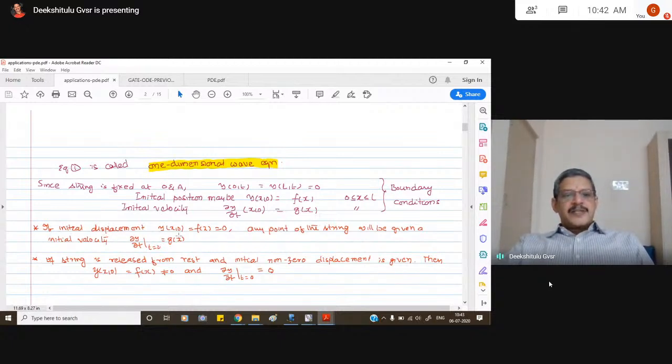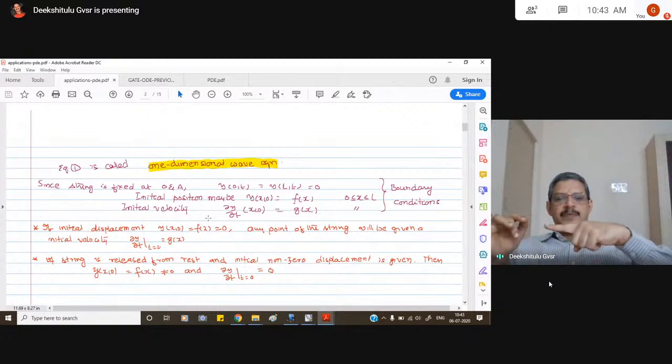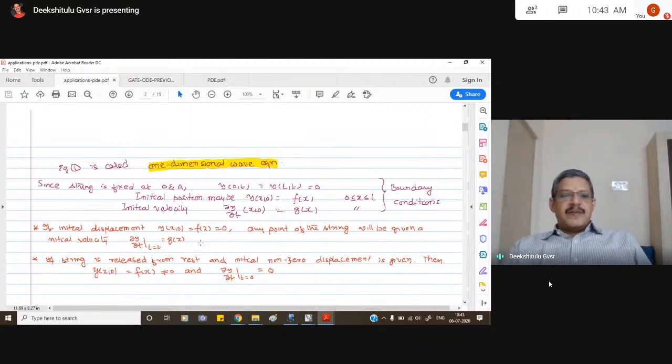If the initial displacement y at (x, 0) is 0, that means initially there is no displacement, it is in the equilibrium position. It is just at rest, in the equilibrium position. Then any point of the string will be given an initial velocity ∂y/∂t at t equal to 0 is g of x. That means in general, it need not be true always. If f of x is equal to 0 is considered, then the initial velocity will be given.